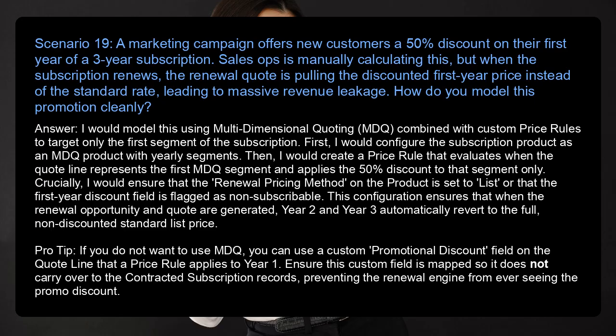Pro tip: if you do not want to use MDQ, you can use a custom promotional discount field on the quote line that a price rule applies to Year 1. Ensure this custom field is mapped so it does not carry over to the contracted subscription records, preventing the renewal engine from ever seeing the promo discount.